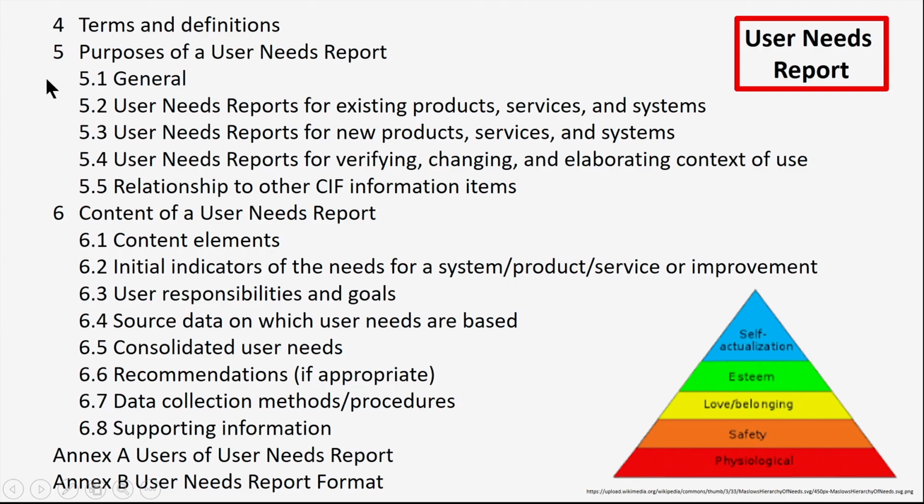All right. Again, here's the table of contents from a user needs report. So there's a lot of introductory general material about when they're needed and for what purpose. And then there's the specific content of a report. And these are the major sections of that, which I'll talk about in some detail. So the elements, the indicators of need, what the user needs to do, where the data came from, and other topics, data collection, and finally supporting information. And again, as with several other documents in this series, the annexes are useful because they tend to provide details that are not covered in the body. In this case, formats.